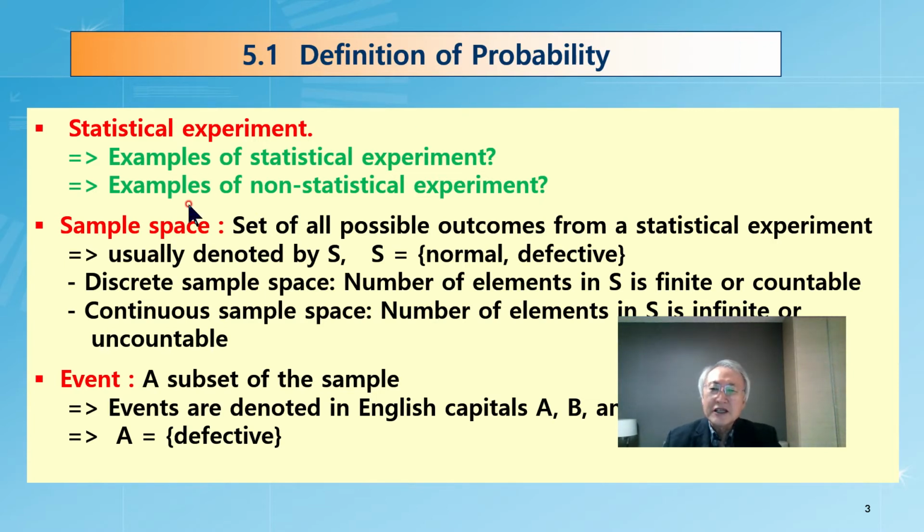In the case of a statistical experiment, we call all the possible outcomes the sample space. Usually we denote it by S, like normal and defective, but we classify two categories. Depending on how many elements are in the sample space, it can be discrete or continuous. Discrete implies there is a countable number of elements; continuous cases have uncountable numbers. A subset of this sample space, we call an event. We denote it by a capital letter like this.